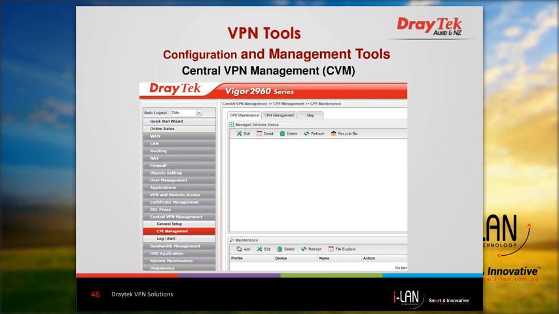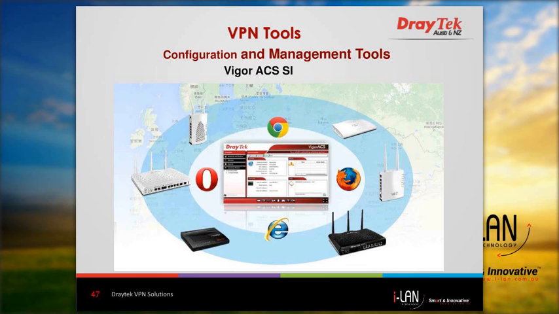And here we have a screenshot of the 2960 central VPN management option configuration menu, and this is similar to the 3900 router. And the other tool that can be used to create and manage VPN tunnels is Vigor ACSSI, and this was covered in one of our previous webinars held earlier this year as well.